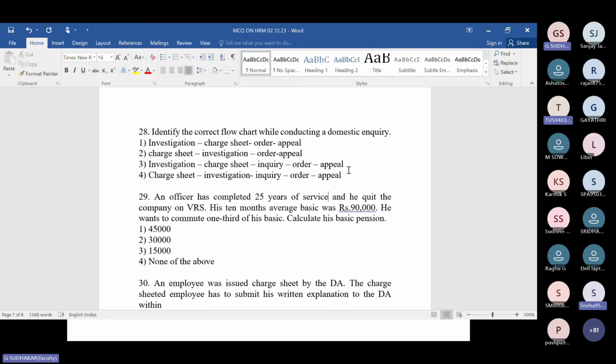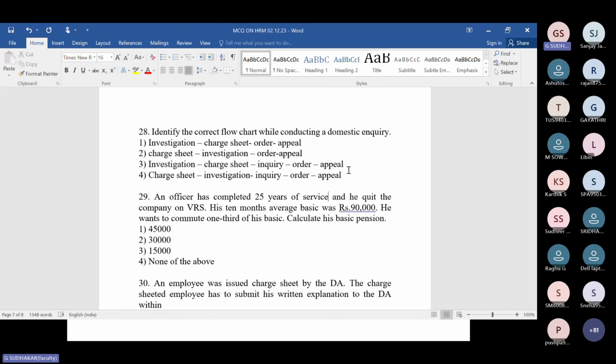Yes, but we have to do half of the basic also, of 30 by 33 now. You have to put 30 by 33. He will not get full pension. He will get only proportionate. 25 plus 5, 30. 30 by 33. It will be around 40,000 something. 40,909 is the correct answer.